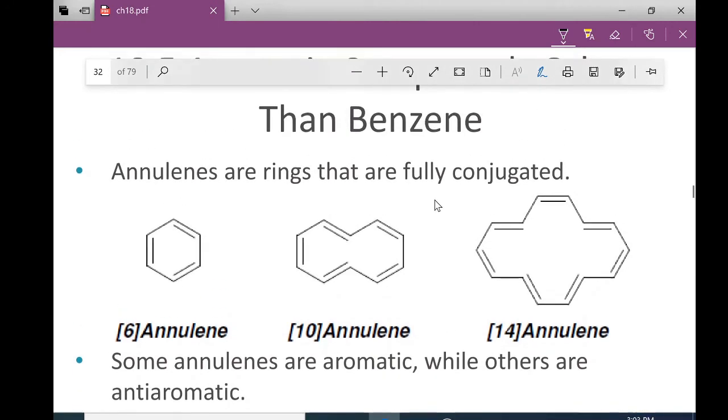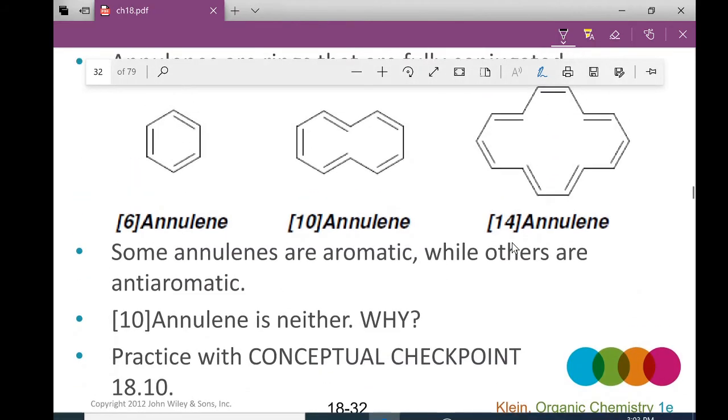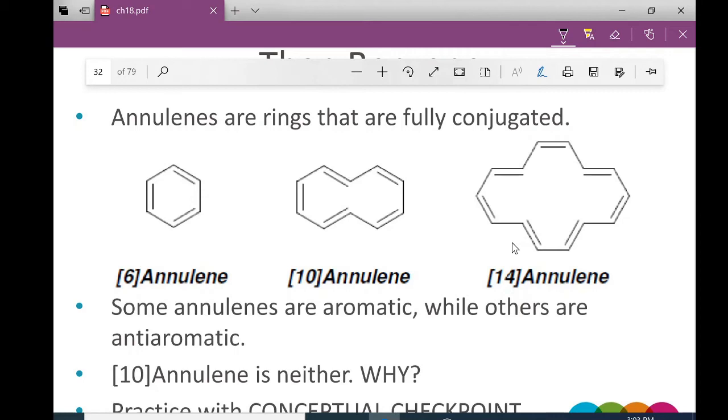So some compounds that are fully conjugated are larger than benzene. These are called annulenes. Benzene, in fact, is 6-annulene. Here we have 10, and here we have 14. So some of them can actually be aromatic, but let's consider whether they are or not. Benzene has 3 pi bonds, so that's odd. 10-annulene has 1, 2, 3, 4, 5, so that's odd. And 14-annulene is 1, 2, 3, 4, 5, 6, 7, so that's odd. So all of these could potentially be aromatic.